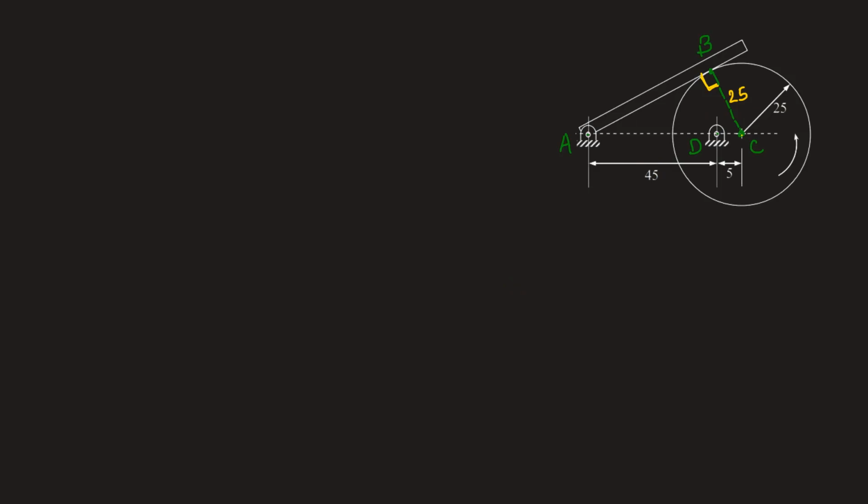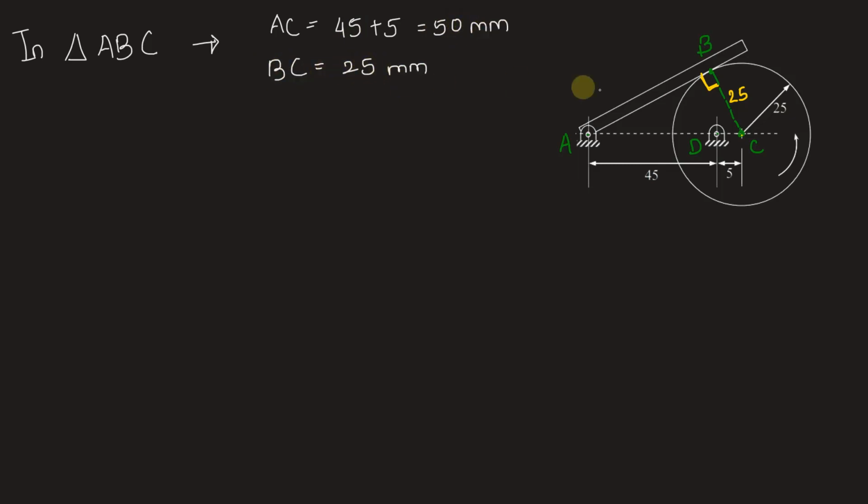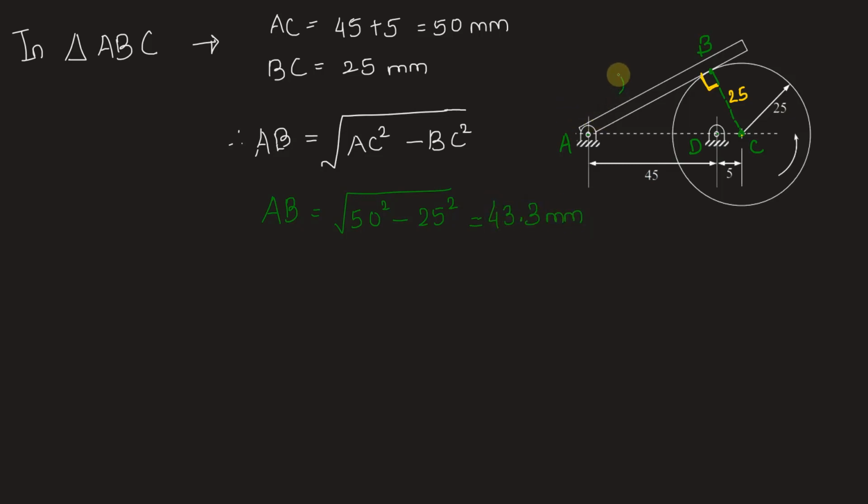This is 25. Now we see that in triangle ABC, we have AC known. AC is 45 plus 5, which is 50 millimeters. BC is also known, 25 millimeters, the radius of the disc. Hence we can find out AB because this is a right angle triangle. AB will be equal to root over hypotenuse square, that is AC square, minus BC square. This will give us AB is equal to under root 50 square minus 25 square. In the digital calculator, by calculating this, we have 43.3 millimeters.